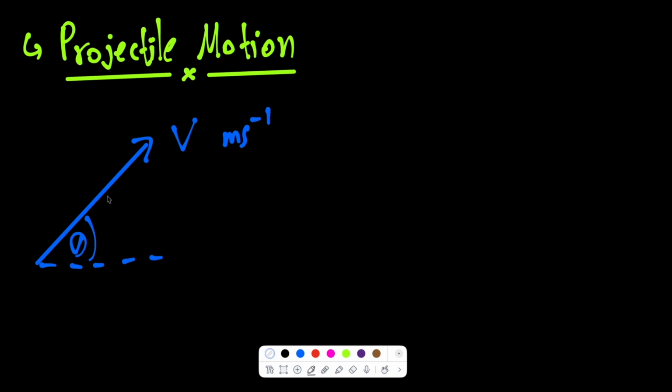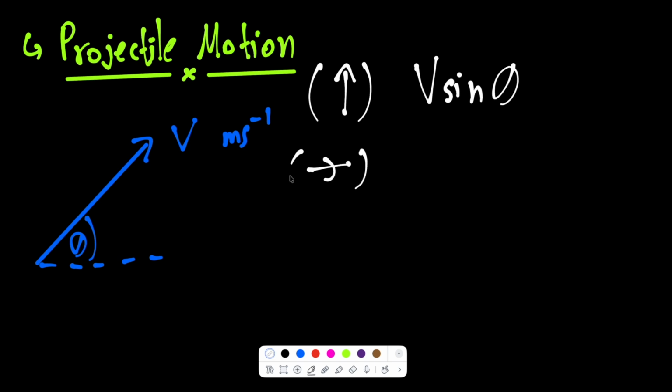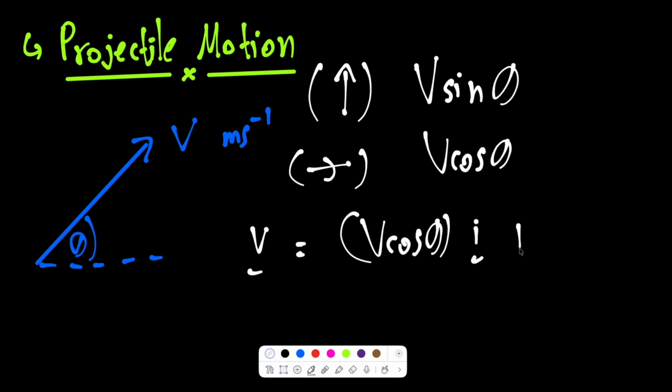If we have a velocity at an angle to the horizontal, you can use a basic trick to find the vertical component. The vertical component will be opposite, right? Therefore, that will be v sin theta. And in the horizontal direction, we will get v cos theta, because the horizontal is adjacent to our hypotenuse. We can represent this in vector form as v cos theta i plus v sin theta j.